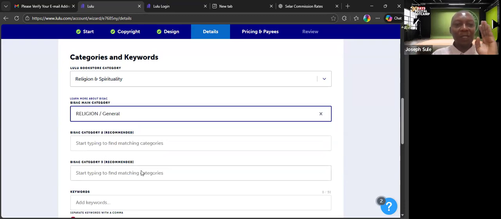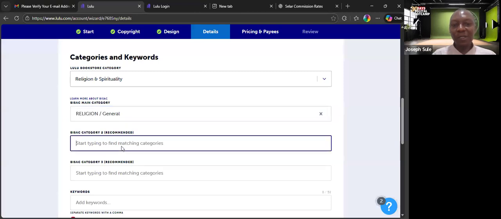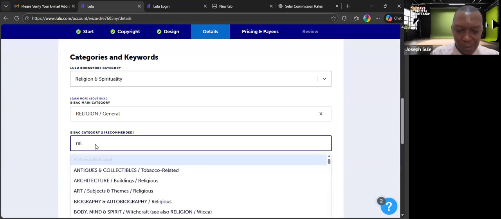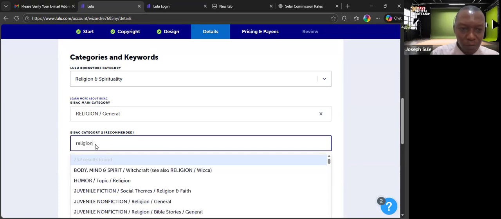Lulu says pick at least one. You can decide to pick up to three. Lulu has provisions for that. Okay. But you can leave it at one. But the more sub-categorization you have, the easier it is for people to find your book. So let me try to find another BISAC category again and see if I'll be able to find something that will go with the book more.